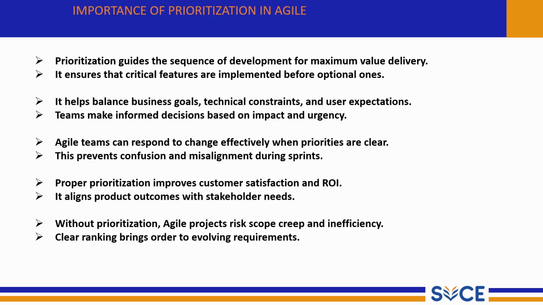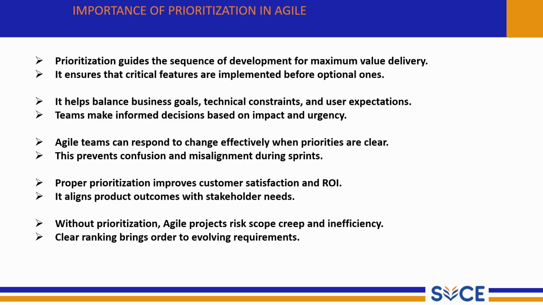In the next slide, we will see the importance of prioritization in Agile. Prioritization guides the sequence of development for maximum value delivery. Prioritization helps the team decide the order in which the features should be developed by doing the most important and high value work first. Agile teams make sure that the customer starts receiving value early in the project. It ensures that the critical features are implemented before the optional ones.